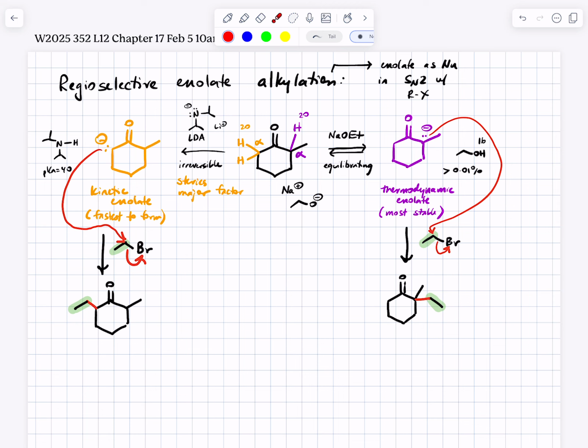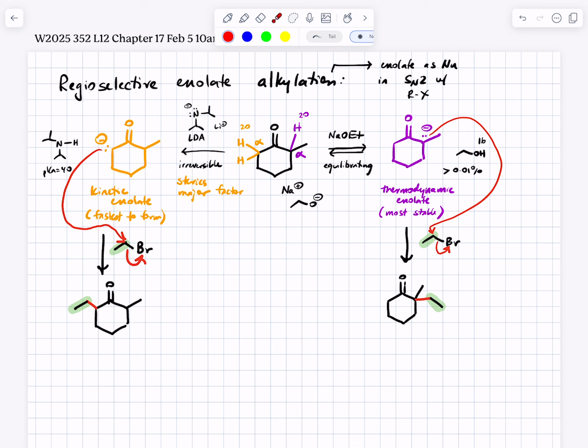Sorry, so if LDA reacts with a certain molecule, it's always going to react with the less substituted area? If the pKa's are similar, then yes, it's going to react on the less substituted side. It seems like the tricky part is the preparation of the enolate. Yeah, the tricky part is the preparation of the enolate. You've got to get the conditions right.